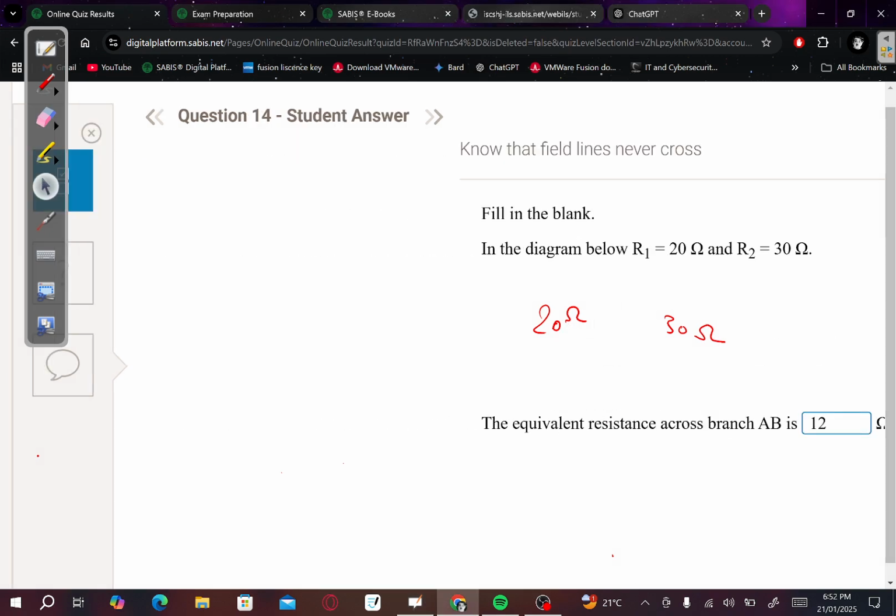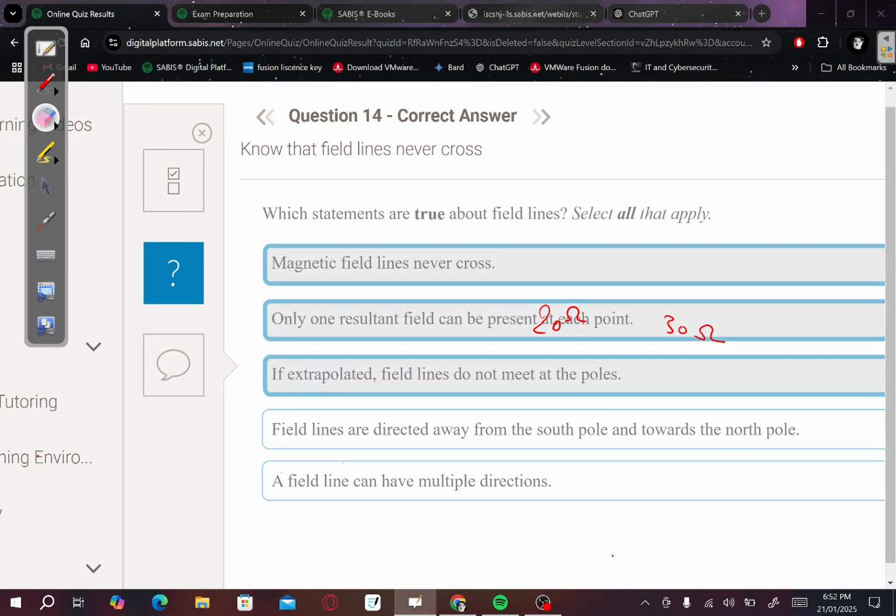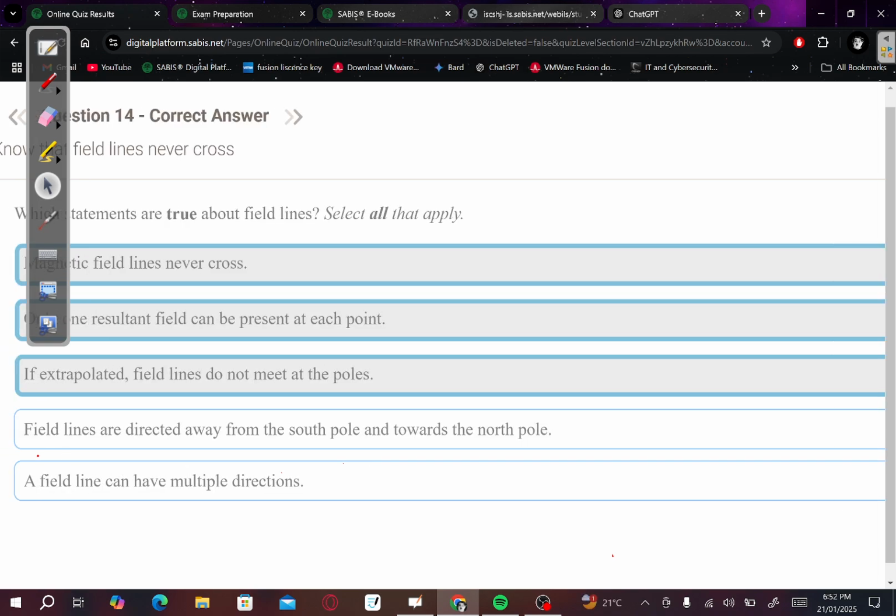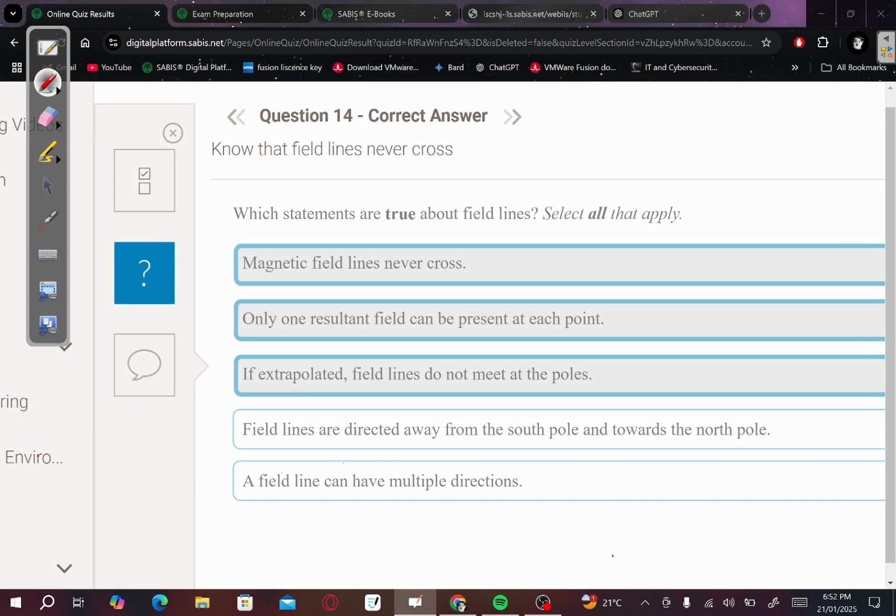Question 14. Which of the statements are true about field lines? They never cross. Absolutely, they never cross. If you have a small picture, no one is going to check if it's a computer drawing, but anyway, you can make them cross, it's fine. Only one resultant field can be present at each point.